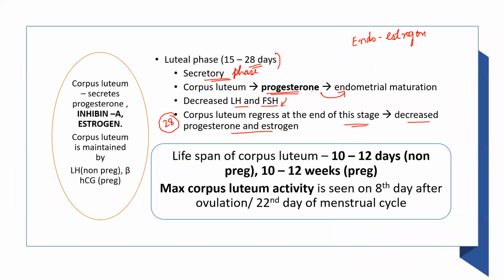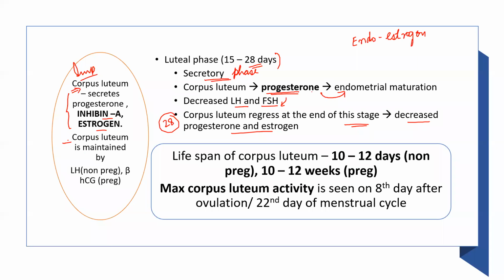Next one is the luteal phase, that is a secretory phase. After ovulation we have a corpus luteum, and that will start secreting progesterone. This progesterone will lead to the endometrial maturation. In this phase, LH and FSH are decreased. Now, one more thing with regards to the corpus luteum is that it doesn't secrete only progesterone. It secretes inhibin A and estrogen. You need to know this, very important one. So the corpus luteum secretes progesterone, inhibin A, and estrogen.